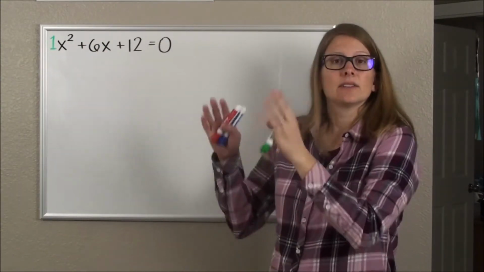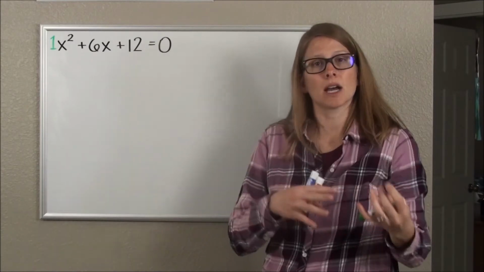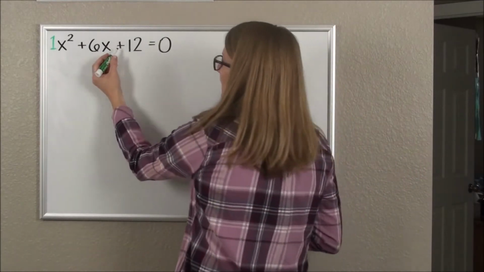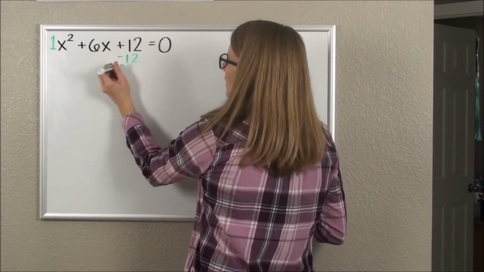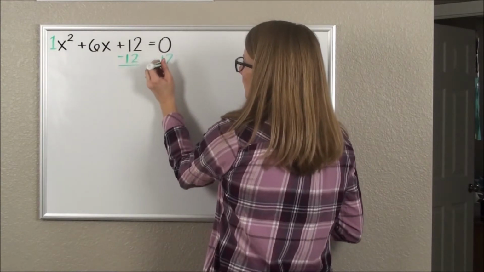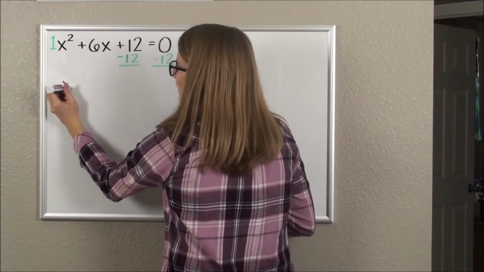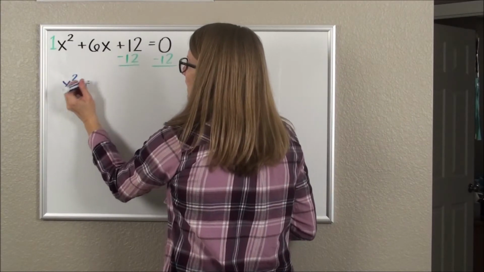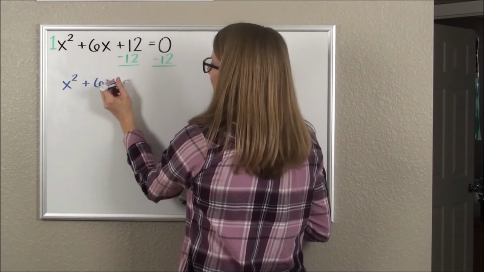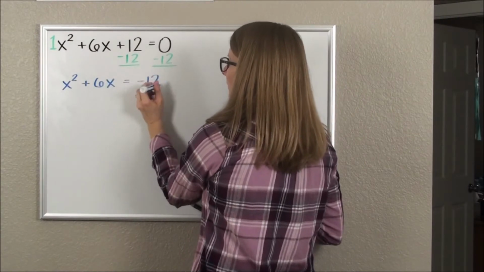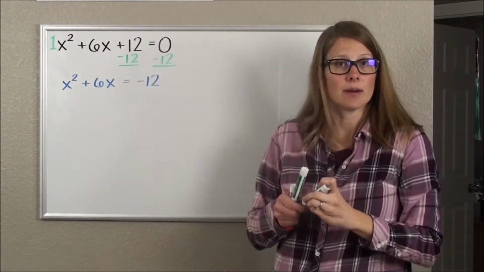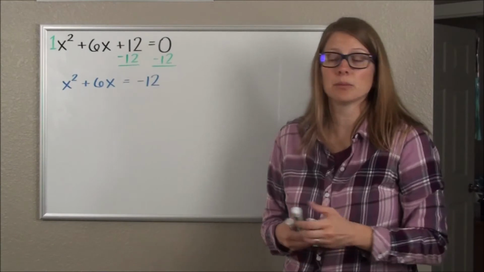When I start, I leave my letters on the left. I move my constant number to the right, so in this case, that positive 12 will relocate. Using subtraction, it'll move to the right. So I now have x squared plus 6x on the left, and on the right, I have negative 12. So letters on the left, number on the right, and this is the point where we complete the square.